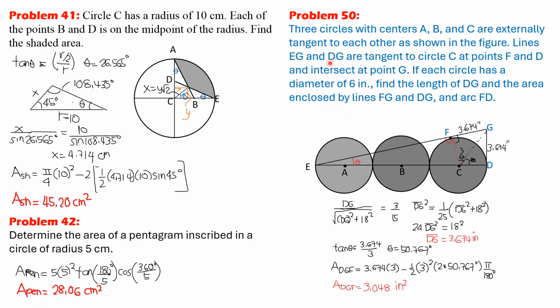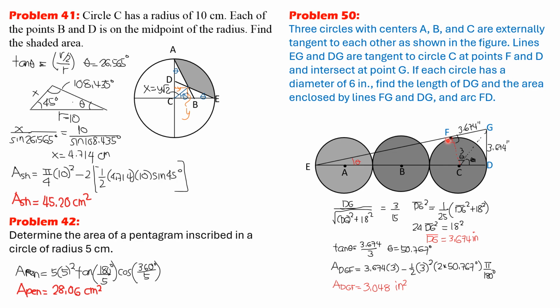Finally, this is the last problem to be presented. Three circles with centers at A, B, and C are externally tangent to each other as shown in the figure. Lines EG and DG are tangent to the circle at C, at points F and D, and intersect at point G. If each circle has a diameter of 6 inches, find the length of DG and the area enclosed by the lines FG and DG and arc FD. So this area here and the unshaded area.